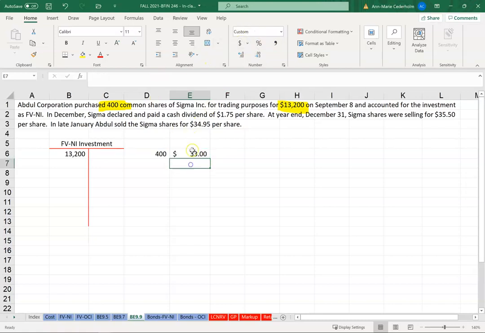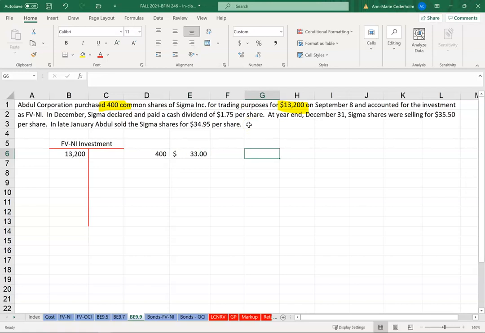Now, when you buy and sell a bunch of different shares, we actually use the weighted average cost of the share. But in this case, it's just these ones that we're buying. We're not buying any more for a different price. So the $33 is the cost.